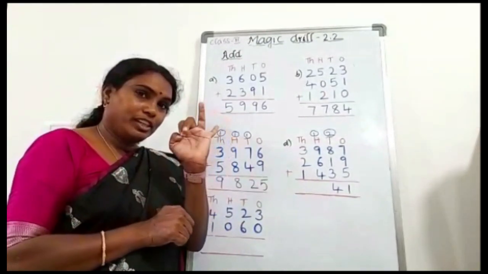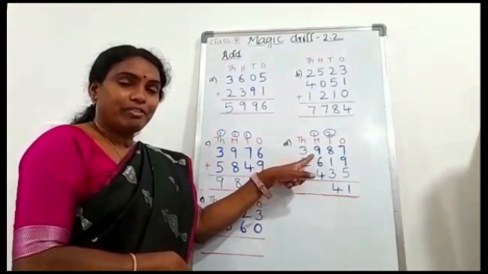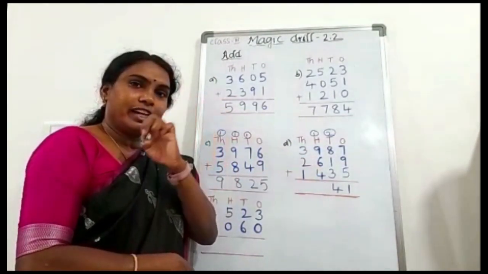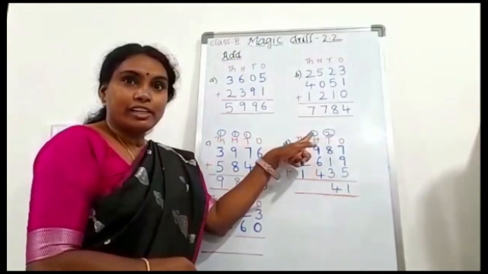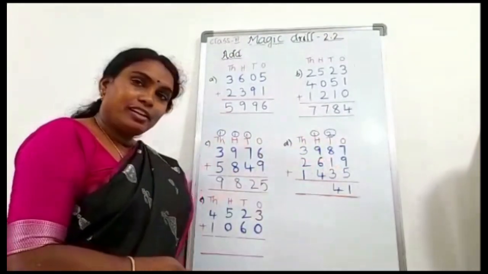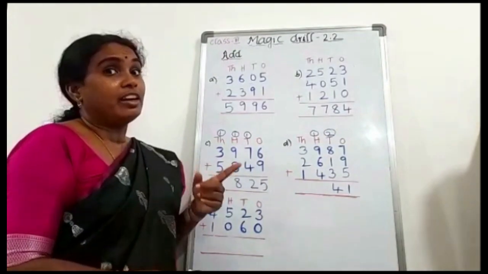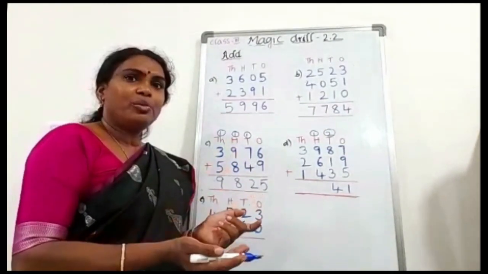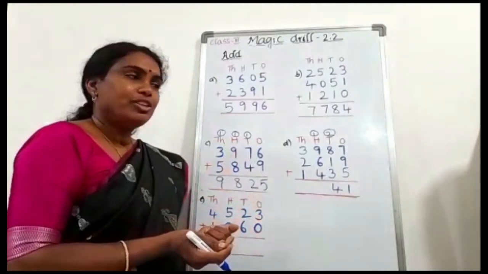10, 11, 12, 13, 14, 15. 9 plus 6 is 15. 15 plus 4: 16, 17, 18, 19. 19, but one more 100 is added. 20. See here, 10 is equal to, we know that 10 into 100. 20 into 100. Yes.